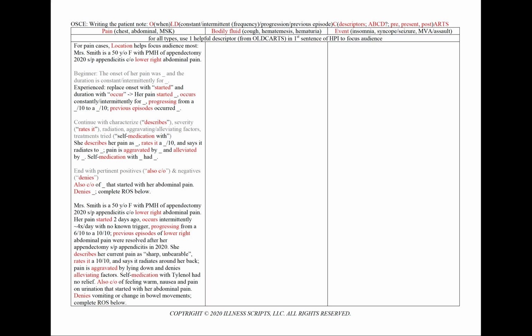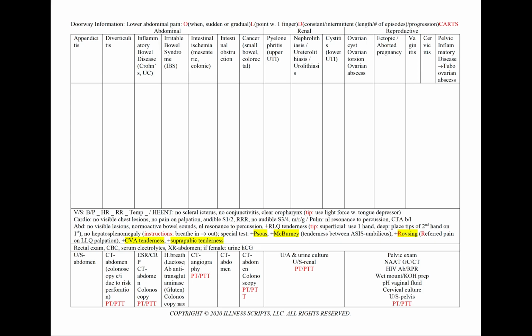So using our illness script for an abdominal case, a lower abdominal pain, we could pretty much rule out the abdominal columns on the left, because those would be accompanied by either vomiting or a change in bowel movement. For example, diverticulitis, we'll see constipation. Inflammatory bowel disease or irritable bowel syndrome, we'll see diarrhea or alternating constipation with diarrhea. Cancer, small bowel, we could see constipation. Intestinal ischemia, we could see diarrhea. So she's had no change in bowel movement, so we could sort of rule out our abdominal columns.